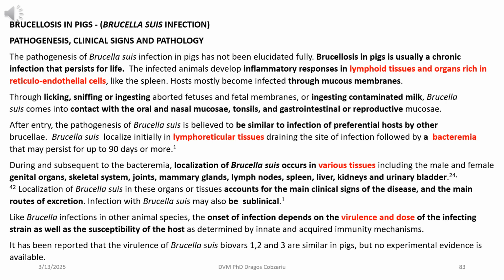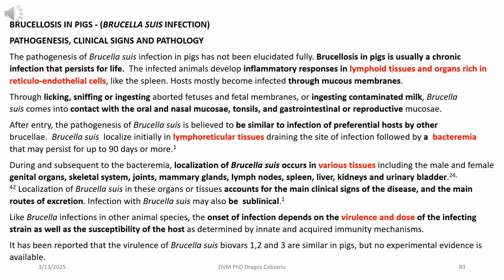The pathogenesis of Brucella suis infection in pigs has not been elucidated fully. Brucellosis in pigs is usually a chronic infection that persists for life. The infected animals develop inflammatory responses in lymphoid tissues and organs rich in reticuloendothelial cells, like the spleen. Hosts mostly become infected through mucous membranes. Through licking, sniffing, or ingesting aborted fetuses and fetal membranes, or ingesting contaminated milk, Brucella suis comes into contact with the oral and nasal mucosae, tonsils, and gastrointestinal or reproductive mucosae.